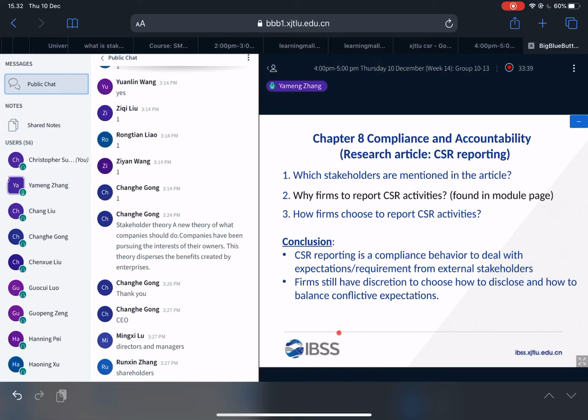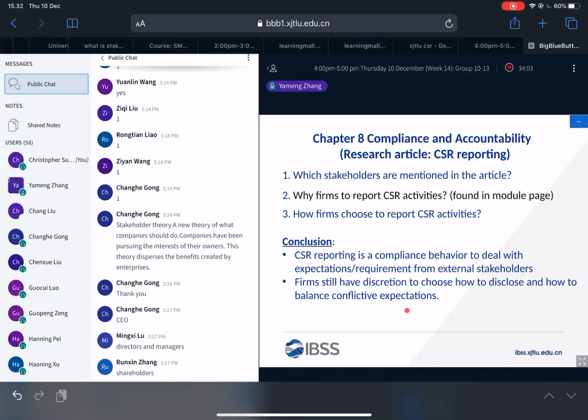It means that for the firm, sometimes they do CSR activities not only because they just want to do that. Sometimes it is because external stakeholders ask them to do so. So they have to do so, okay? That is a compliance behavior to meet a social expectation.